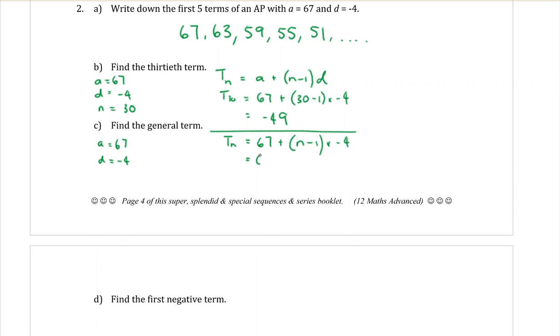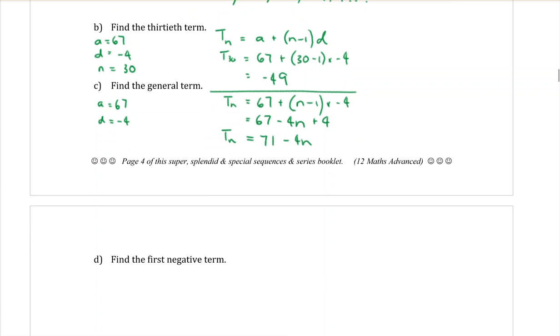So that is 67 minus 4 times n will be minus 4n. Minus 4 times minus 1 will make a plus 4. Collecting like terms, 67 plus 4 makes 71 minus 4n. Okay, so that means any term now could be found. If I want the 20th term, I just sub in that n is equal to 20. I want the 100th term, I sub in that n is equal to 100. I can just put it into that formula. There is another part to this question.